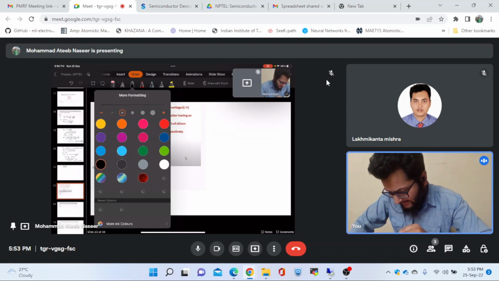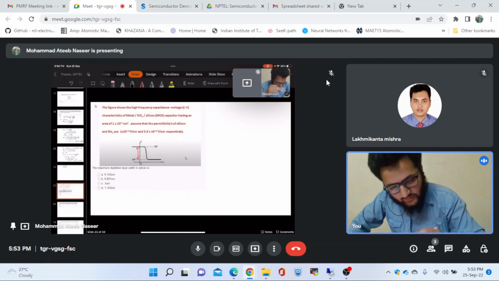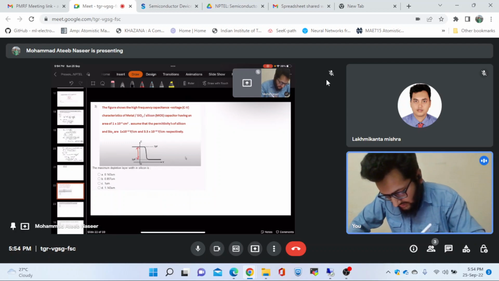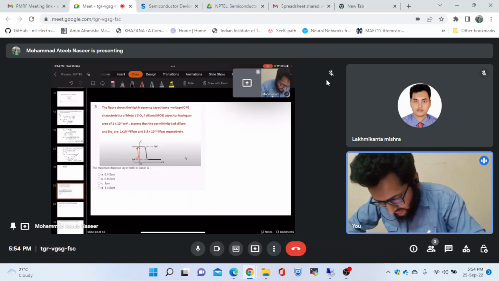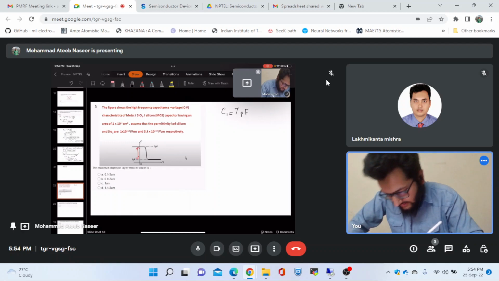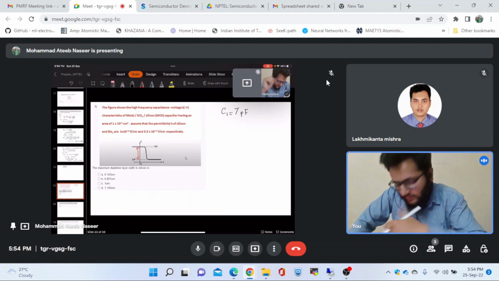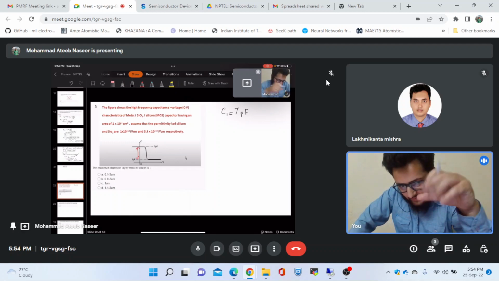So this capacitance is solely and wholly given by this oxide capacitance. So oxide capacitance will be the only capacitance when we have this condition. So we can simply write this oxide capacitance C1 to be equal to 7 picofarad.